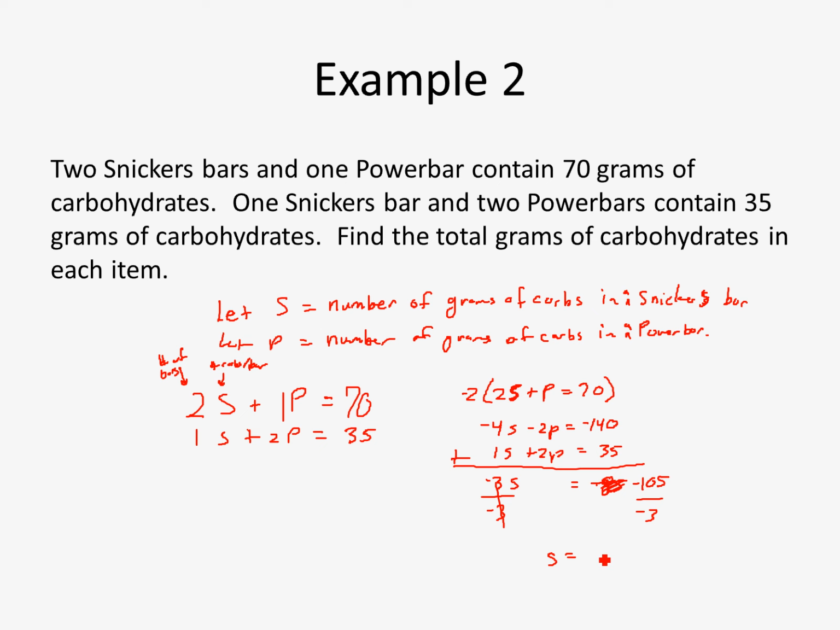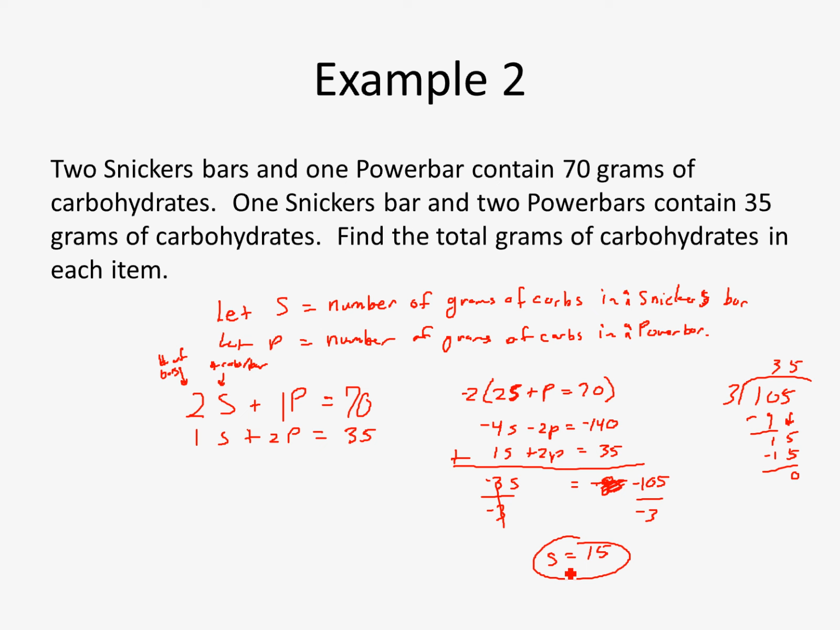I don't really have a calculator handy, so let's see. If I divide 105 by 3, it goes in there 3 times, and then 5, because that's 15. So s is going to be 15 grams of carbohydrates, right? That means in a Snickers bar we have 15 grams of carbohydrates.